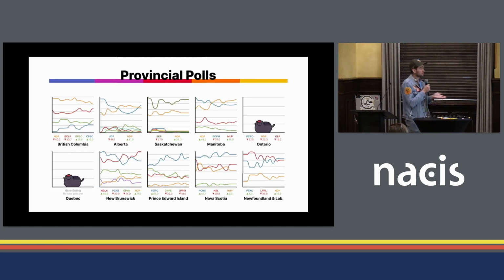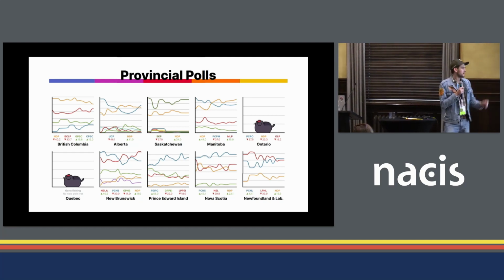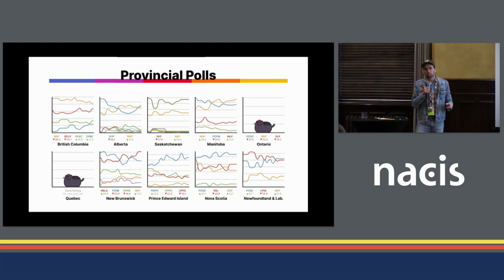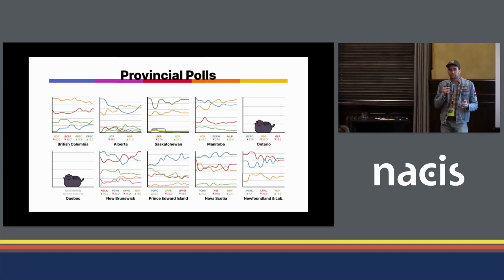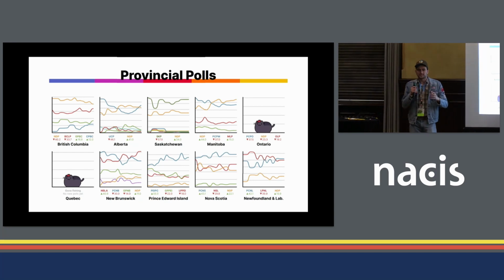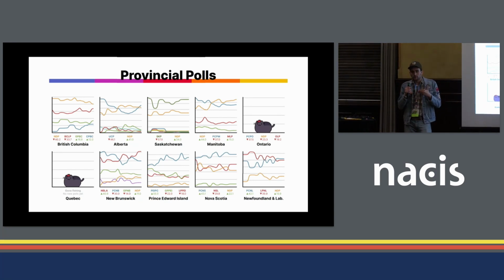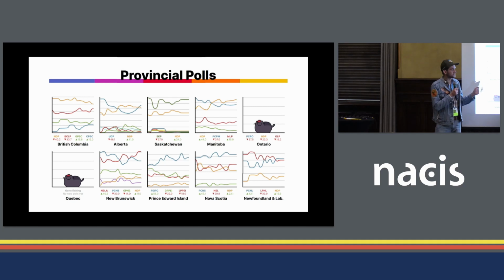Now, something really special. This is just a screen cap of a polling aggregation site that I actually happen to maintain. This is something that very few federal democracies have, but we do. Every Canadian province actually has a different local party system. So most provinces have a provincial Liberal Party and a provincial Conservative Party, but some of them don't.